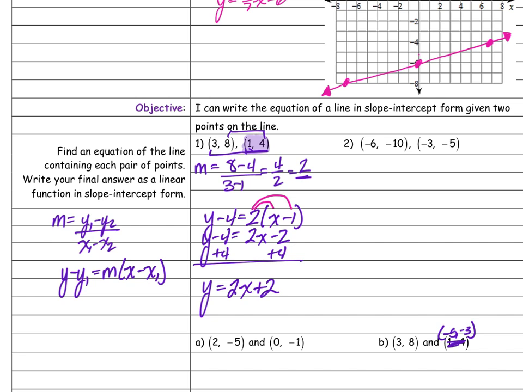I need to find my slope first because they've given me 2 points. So I'm going to do m equals -10 minus -5 over -6 minus -3, which is going to be -5 over -3, or 5/3. Okay. Choose a point.